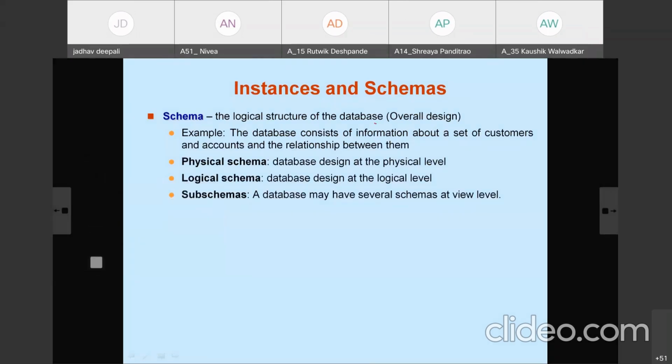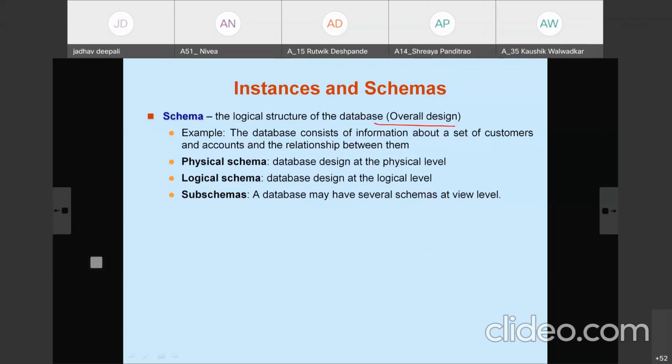So that is also known as overall design of the database. When we create the schema or the overall design we make, that is very important in the case of a relational database. So the logical structure of the database is known as the schema of the database, or we call it a database schema. The database consists of different sets of customers, accounts, and all these together represent it logically. That is the schema.